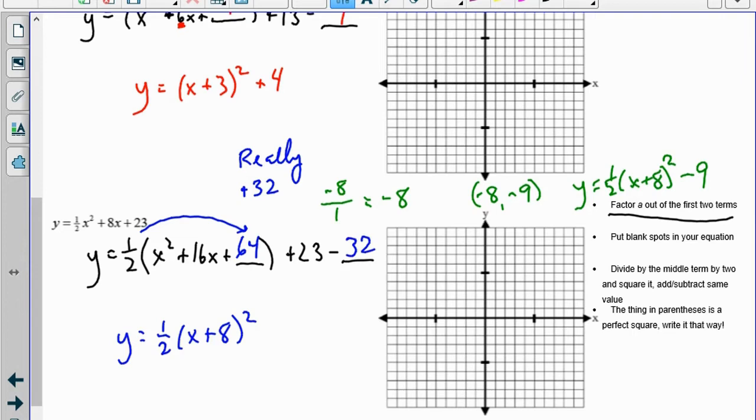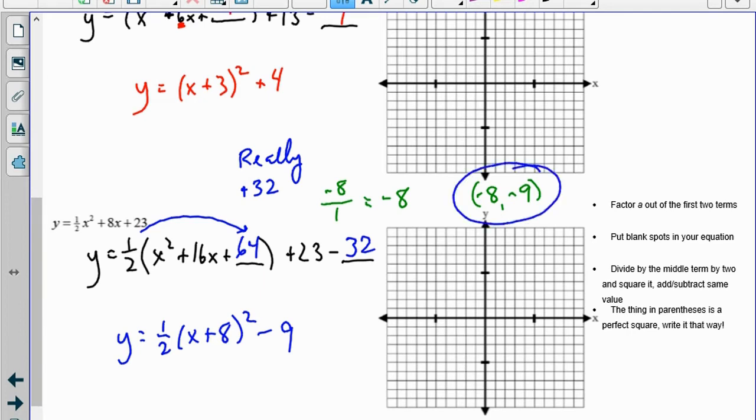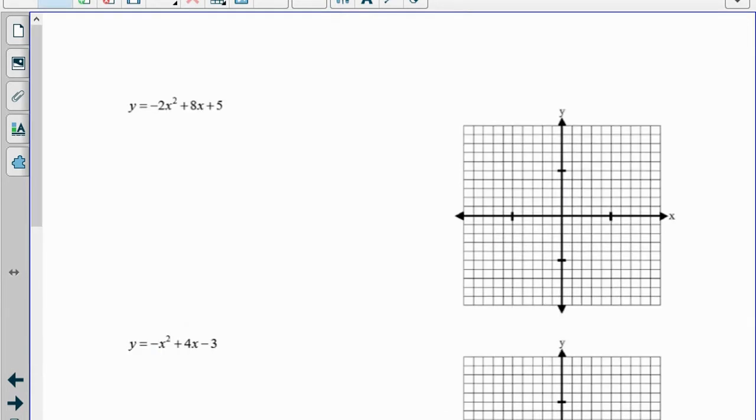This is a major thing. We really have to make sure we add and subtract the same value, not what we think is the same value. Finally, we end up with 23 minus 32, which is minus 9. Notice the thing I just erased is exactly the same as what we just got now, and our vertex is negative 8, negative 9. Again, you can graph all these things on the side, but I'm not going to spend the time graphing them right now because we're trying to focus on completing the square.